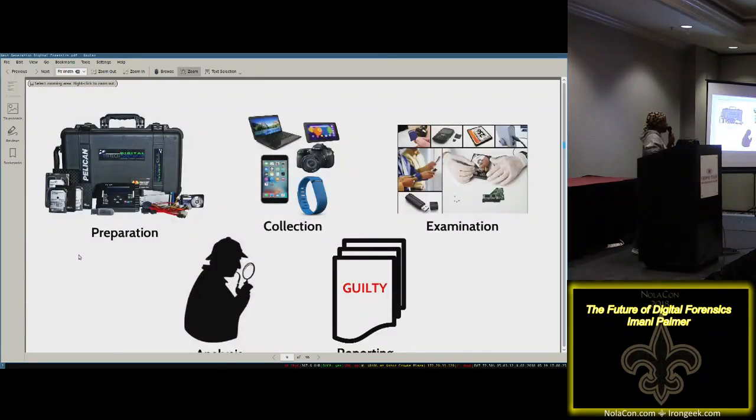So this is the National Institute of Justice standard, but we have a lot of different standards out there in society. The last two are analysis and reporting. This is what I get from using Linux and trying to display things. Sorry about that. So we have preparation, the collection of all our different devices, examination, analysis, and reporting.